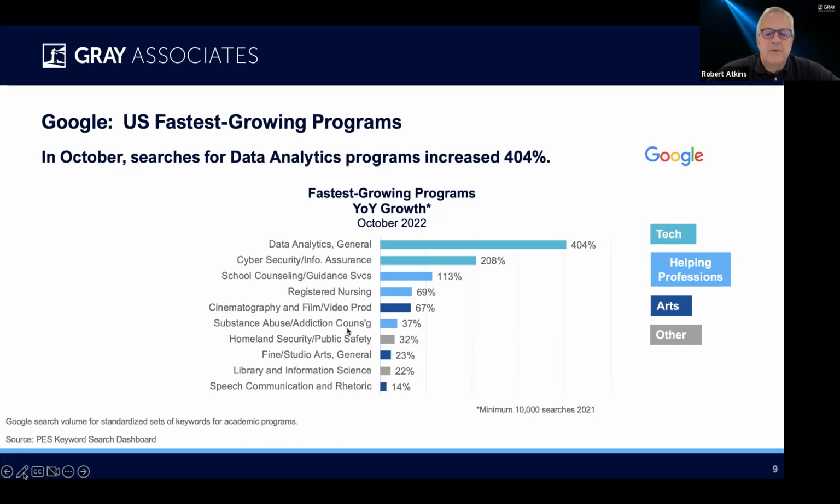And then finally in the helping professions, we have substance abuse and addiction counseling. Obviously a huge topic in the United States for the last several years. Wish it weren't, but still an area of great interest for students to learn about those fields. And then we have the arts. We have cinematography, film production, fine studio arts, and speech communication and rhetoric. The one here that's been really catching my eye recently is cinematography. This is persistently amongst our top 10 in terms of growth. So I think there's enough consistency in that trend to believe it's real and substantial. And we have a couple of other things that made the list: Homeland Security and Library and Information Science, excuse me.